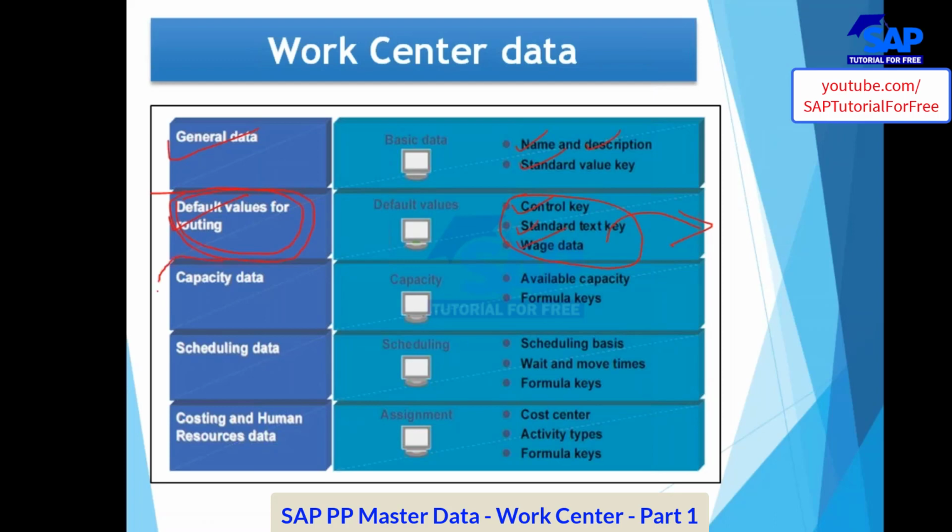Then you maintain capacity data in the capacity tab. Here you maintain available capacities and formulas. Then you have the scheduling data tab. Here you maintain all the scheduling relevant information like wait time, move time, formula keys, everything. Then you have the last tab, the costing tab. In the costing tab you maintain cost center, activity type and relevant formulas. So the data in the work center is maintained in 5 tabs.